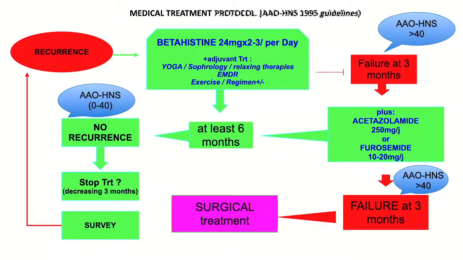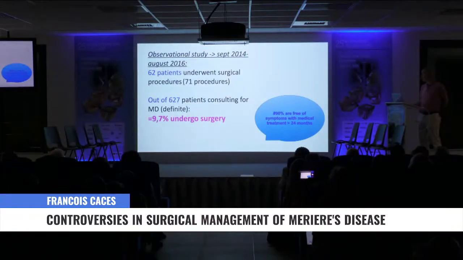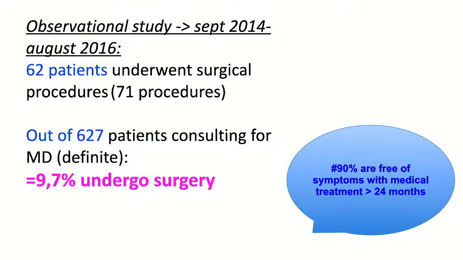So if at 3 months the betahistine is not working, I add furosemide or acetazolamide, and I follow the patient, and 6 months after, I evaluate whether he has vertigo or not. If there is a failure at 6 months, surgical treatment could be considered. So this is what I looked at in my first year in Causse clinic, and only around 10% of the patients underwent surgery. Most of the time, the medical treatment is working.